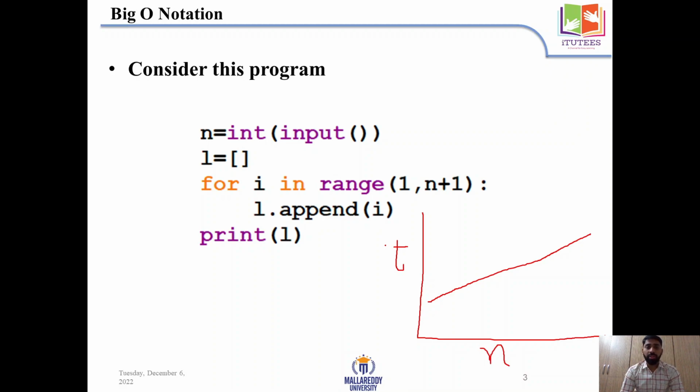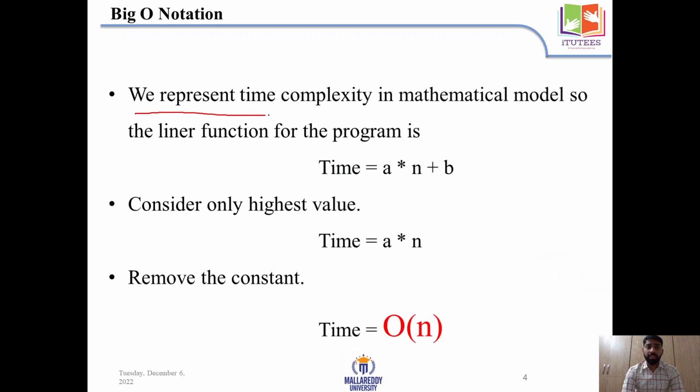So this is not the correct way to measure the time complexity of a program. We need a mathematical model to represent this time complexity. That is big O notation. Big O notation is a mathematical representation of time complexity. Here we present the time complexity in a mathematical model.